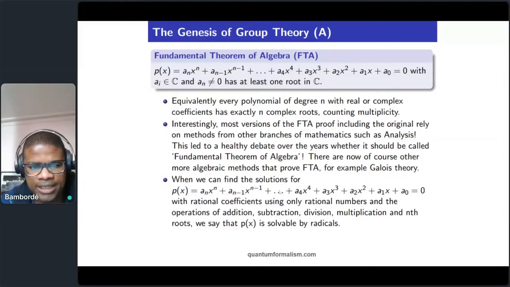Anyway, this is just a side note. The important thing is this notion of solving by radicals. We say that a polynomial, suppose it has rational coefficients, is solvable by radicals if we can find the solution using only rational numbers and the operations of addition, subtraction, division, multiplication, and the nth root.